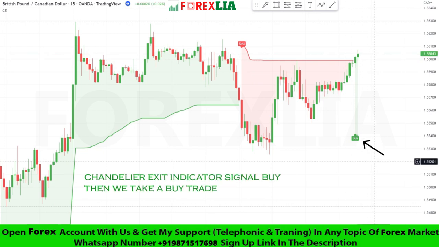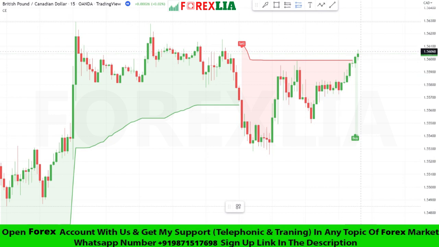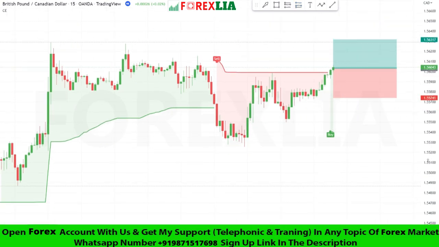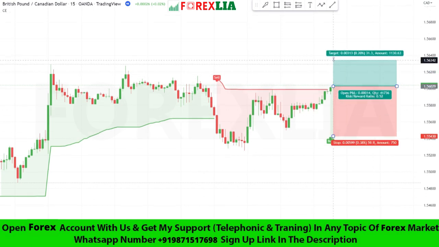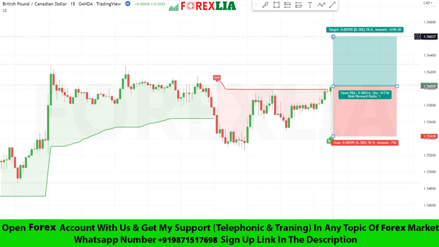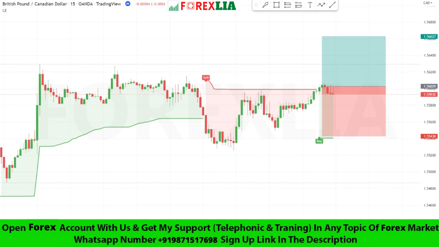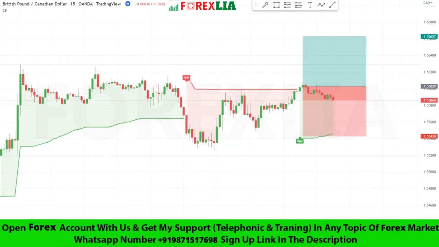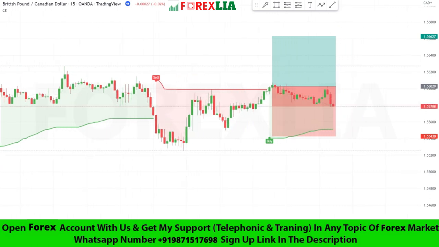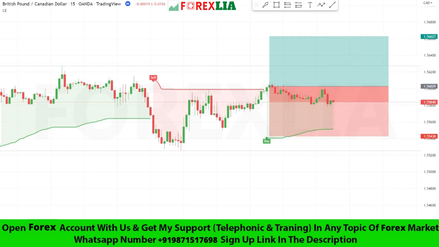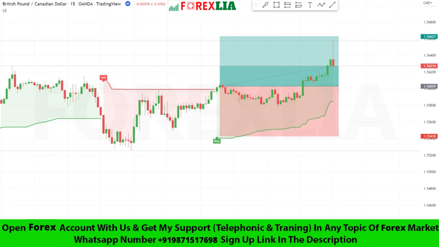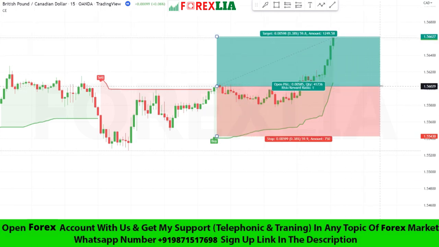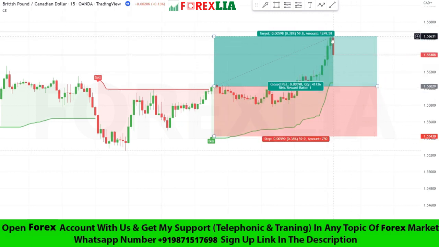Here is the buy signal confirmation. We place a buy trade here. Set the stop loss at the signal low point. Set the profit target 1:1. We won this trade.